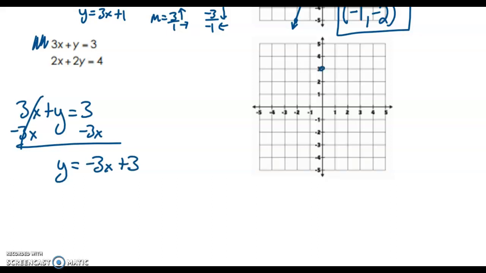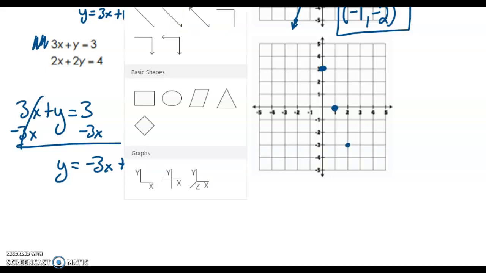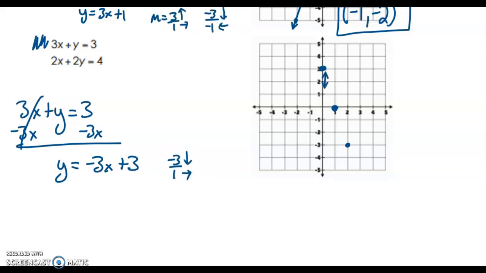So start at 3, and then your slope is negative 3. Think of that as negative 3 over 1. Down 3 because of the negative, to the right 1. So down 3 to the right 1, down 3 to the right 1, and so on. All right, we're going to put a line there. I'm going to use my mouse to get it a little better. Use a ruler to get it looking good. Okay, that looks like about as good as it's going to be.